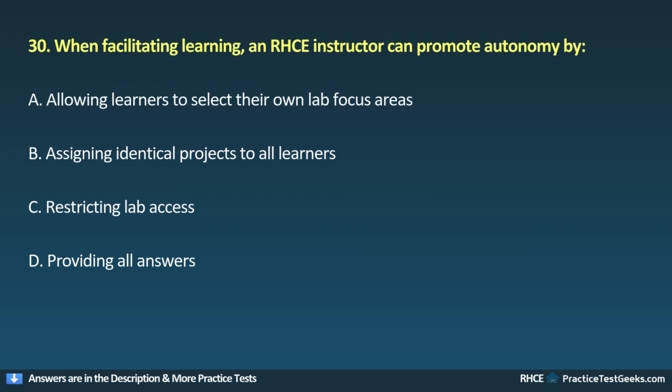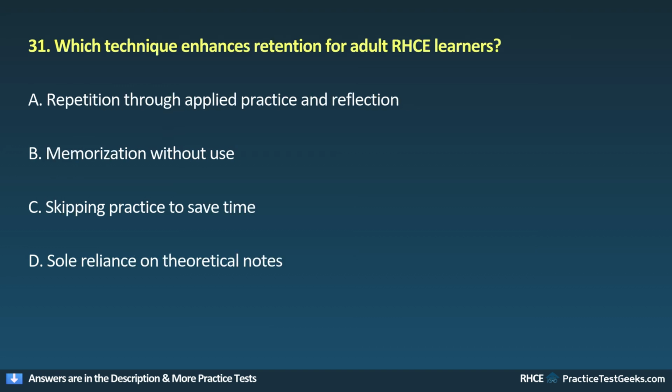30. When facilitating learning, an RHCE instructor can promote autonomy by A. Allowing learners to select their own lab focus areas. B. Assigning identical projects to all learners. C. Restricting lab access. D. Providing all answers. 31. Which technique enhances retention for adult RHCE learners?